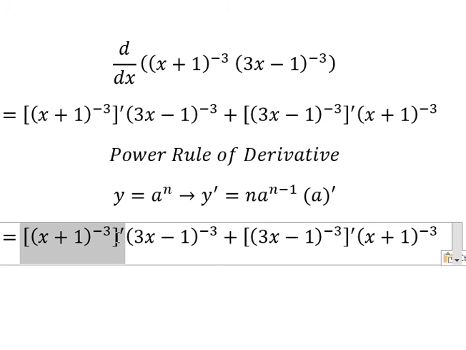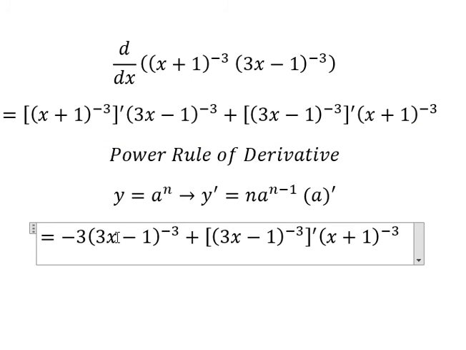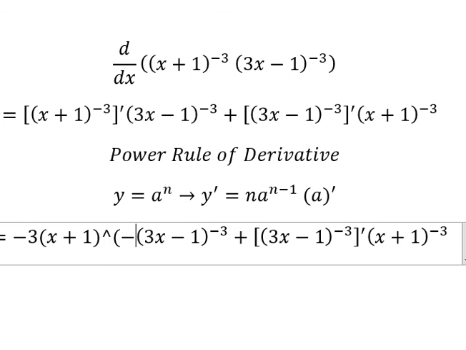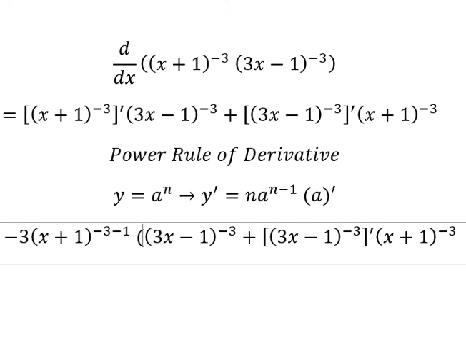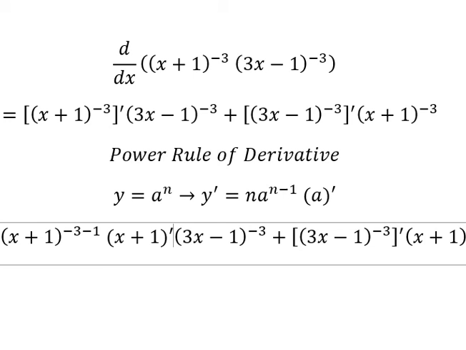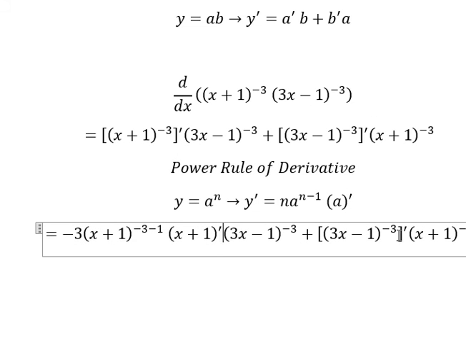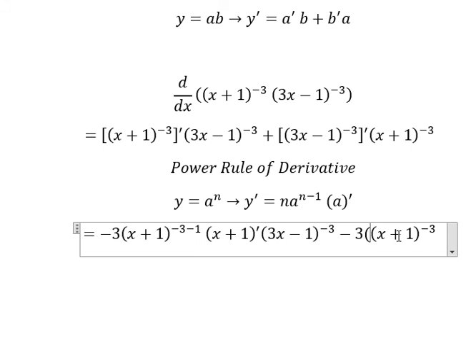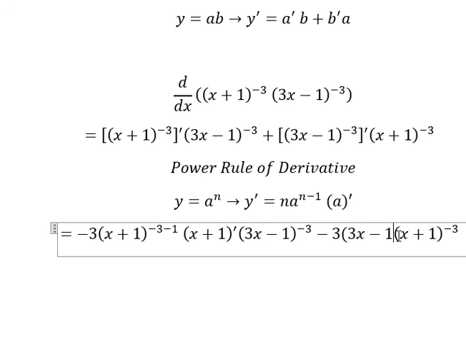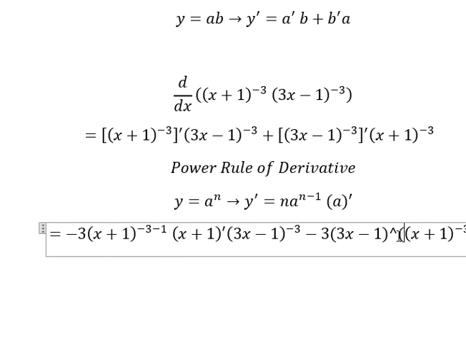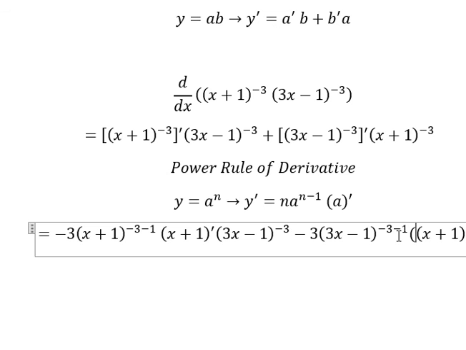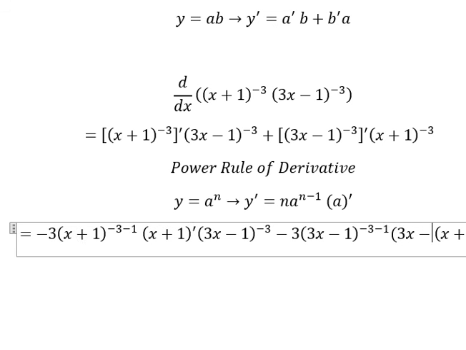So this one in here, that should be negative 3 (s plus 1) to the power of negative 3 minus 1, multiplied by the first derivative of s plus 1. And the second one, we have negative 3 and we have (3s minus 1) to the power of negative 3 minus 1. And after that, we do first the derivative of 3s minus 1.